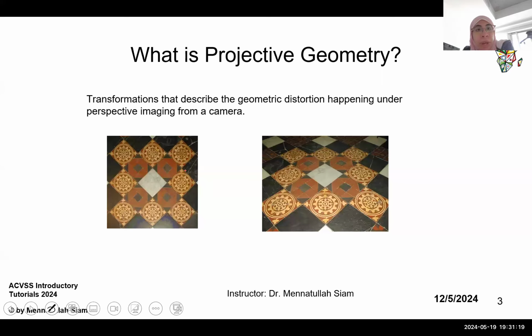Okay, so when we are talking about projective geometry, these are transformations that are trying to describe geometric distortion. So you see here, this is the original, right? It should be a normal square, but because we are taking it with some camera angle, you see there's some perspective distortion happening. So all the transformations that describe the distortion that happens under perspective imaging, this is what projective geometry is. And this is what we're going to discuss.